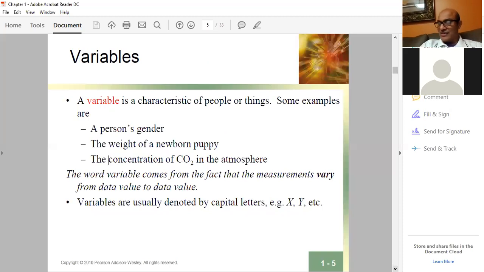And then let's see the measures of center. One of them is standard deviation, variance, all these things. But that will come later on. Right now, I would just like to explain what we mean by variables.